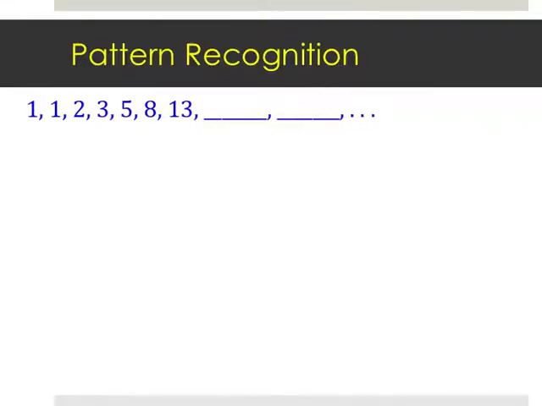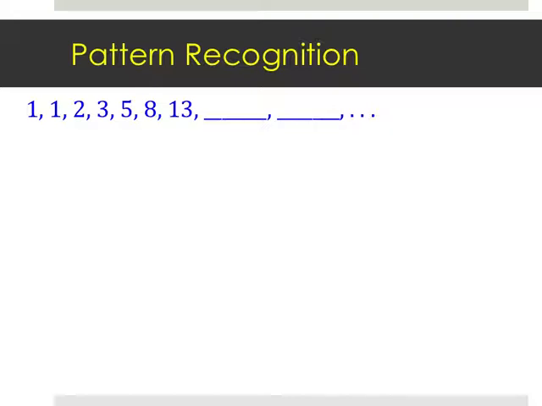So let's start with this. This is a pattern, and we would like to discover the next two in the sequence. Notice we're starting with the number 1, then 1, then 2, then 3, then 5, then 8, then 13. I want these next two numbers, and the dot, dot, dot at the end means this pattern continues. This is what's called an infinite pattern, because theoretically it's going to continue on and on. So what are the next two numbers in the sequence?